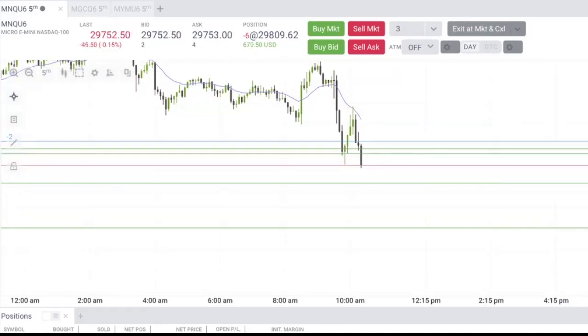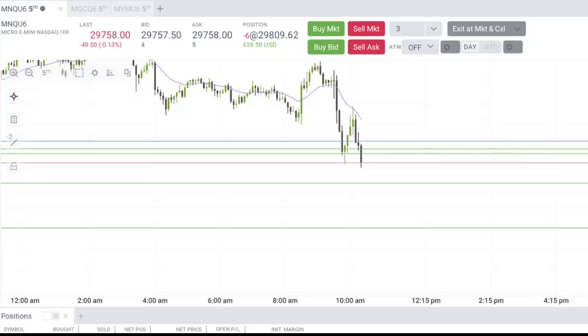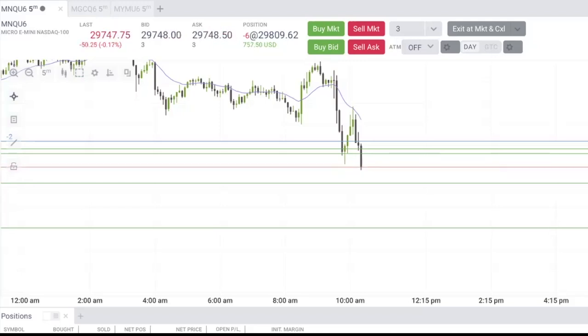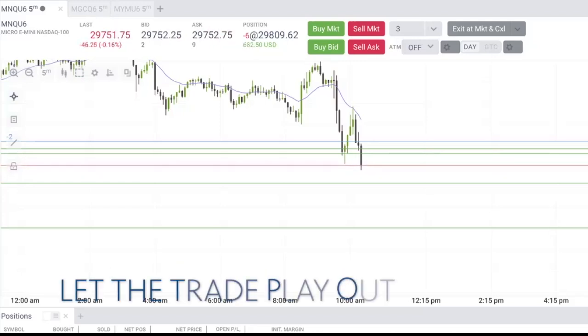And we'll trail price a little so that we don't lose all of our unrealized profits. It looks like it's got good momentum, so we're going to go ahead and let it continue. We've already marked our TPs. Now we just have to be patient and wait.